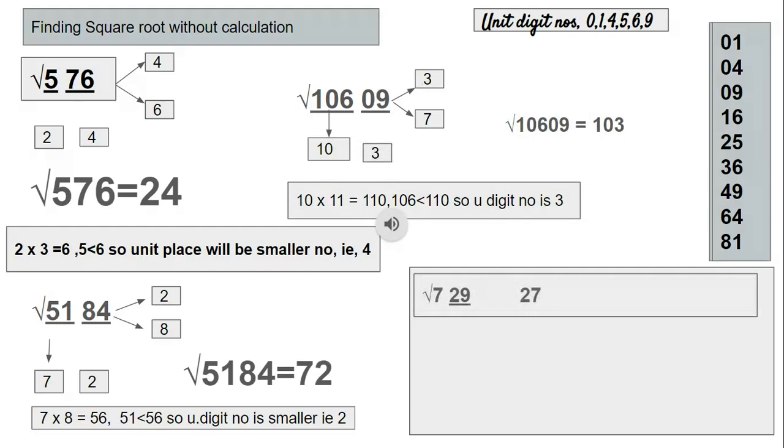So keep it like that only. Now you have to see 7. For 7, 2 2s are 4, isn't it? Now 2 3s are 6. But here 7 is greater. So we have to take the greater number. So the answer is 27.